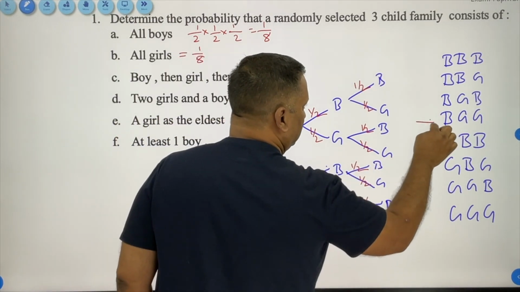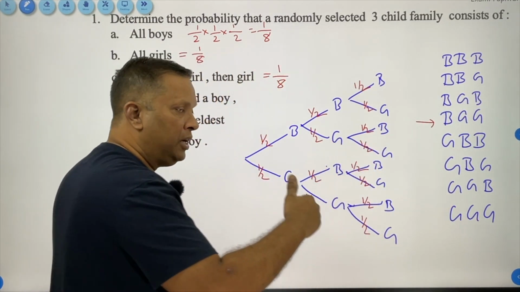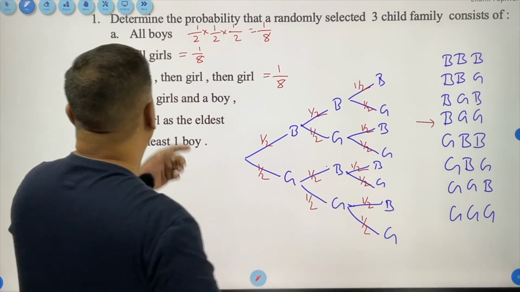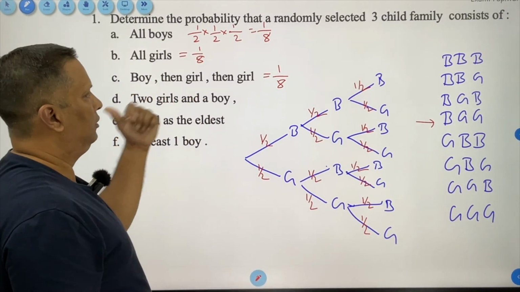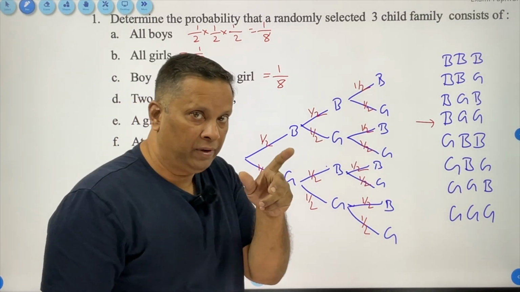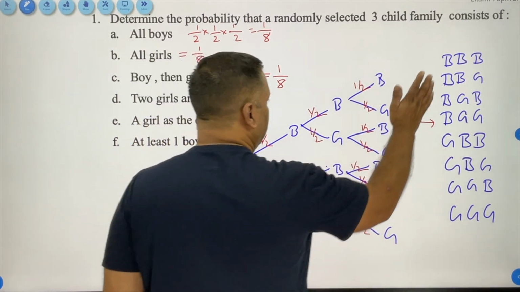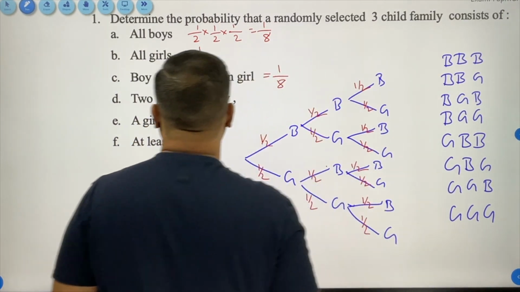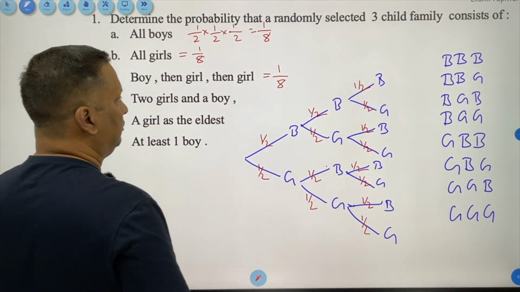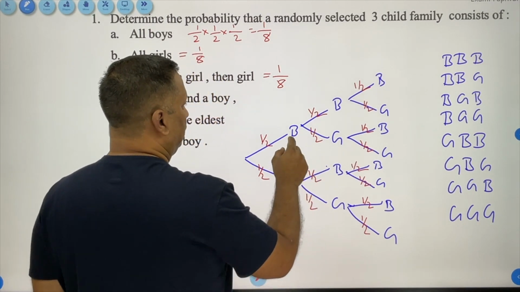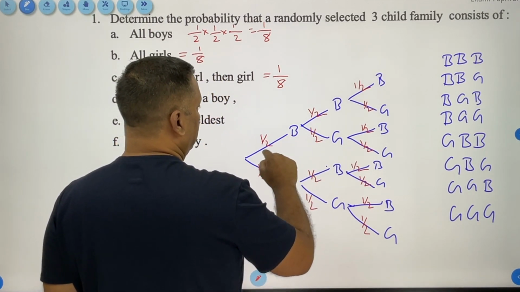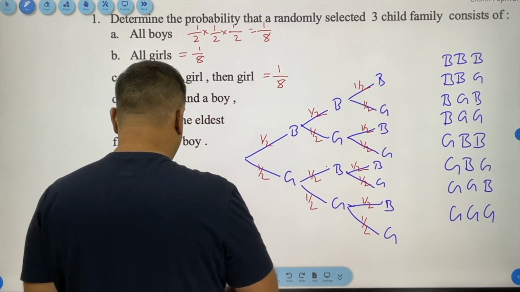BGG. Is there any other BGG? Boy and girl and girl. No. 2 girls and a boy. Now this has different options. Look carefully. 2 girls and a boy. So we have to go with this one. This route, I will use another color.